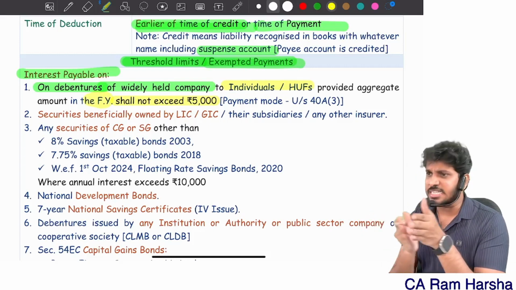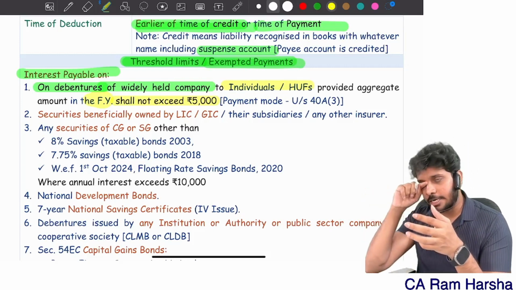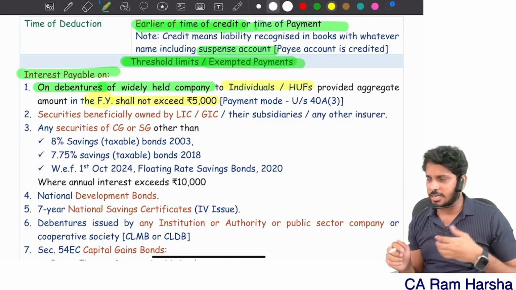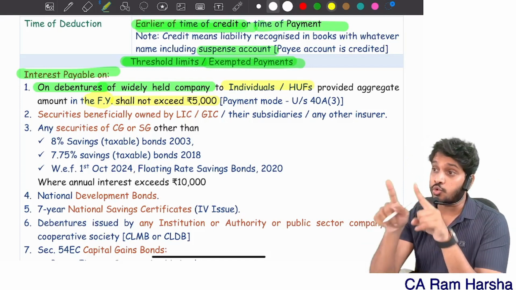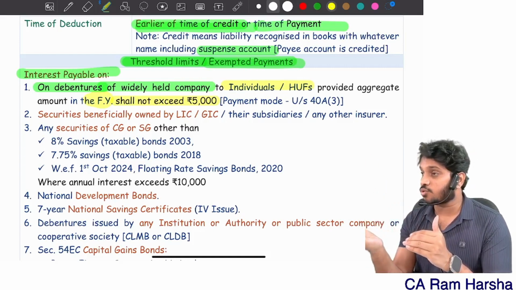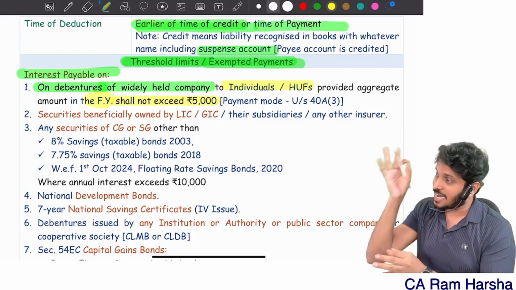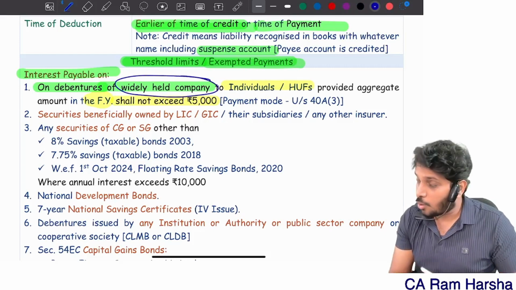Listed companies, generally. Listed companies, government corporations, all that. Public interest entities, we call them. Getting it? If these companies are paying any interest up to 5,000 to an individual or HUF, up to 5,000 there is no TDS. Suppose the amount crosses 5,000 a year, then on the full amount of interest, 10% TDS will apply. Yes or no? Remember, the exemption is given only for widely held companies.